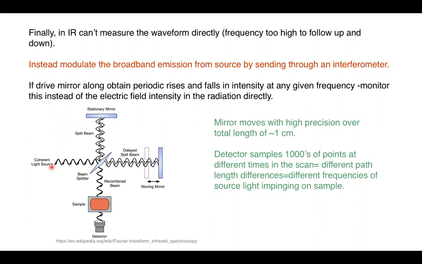So here what we have is the coherent light source from our light source, such as maybe a tungsten lamp. Then some of it passes through to the moving mirror, and some of it is reflected to the stationary mirror. This creates differences in path lengths, which allows us to measure the frequencies of light that are going to be absorbed by the sample.